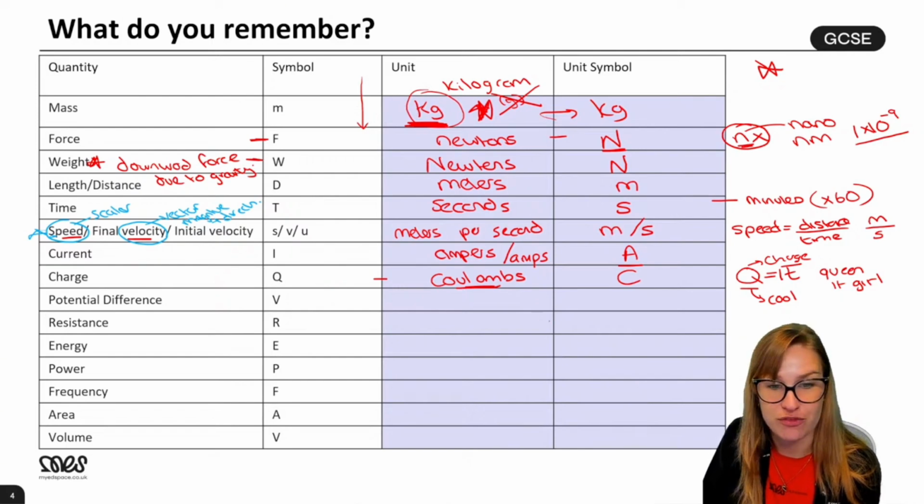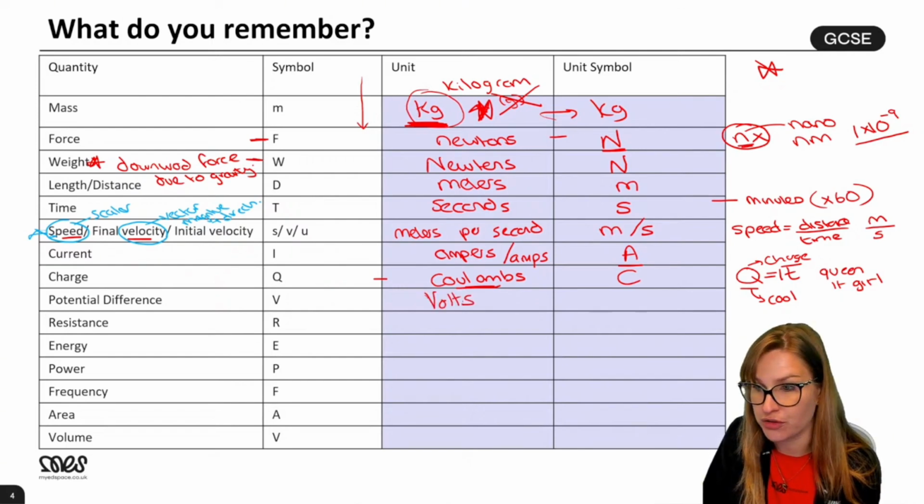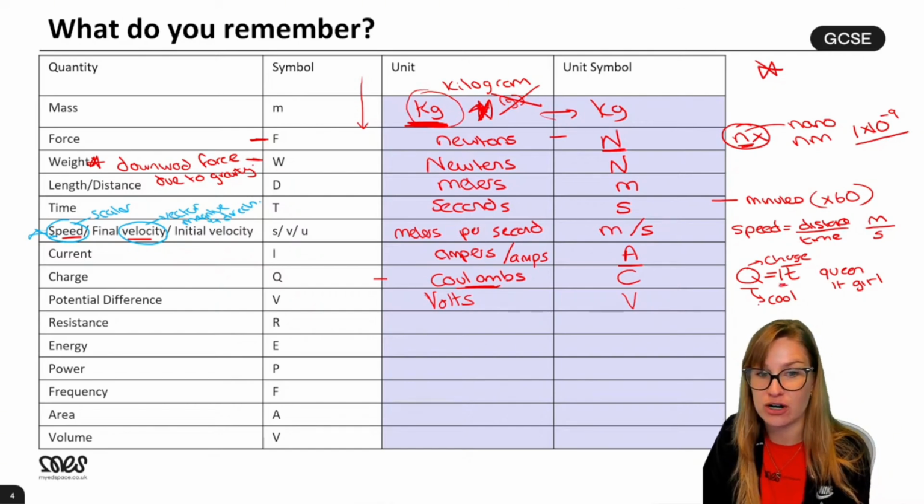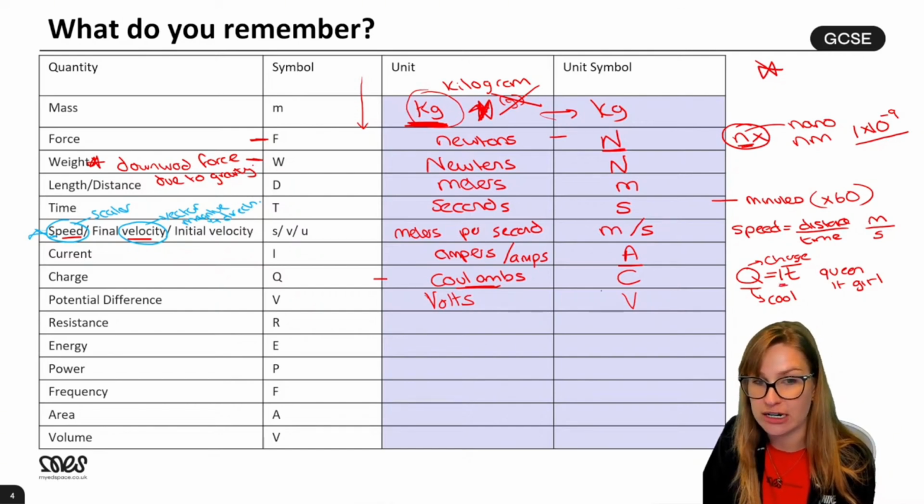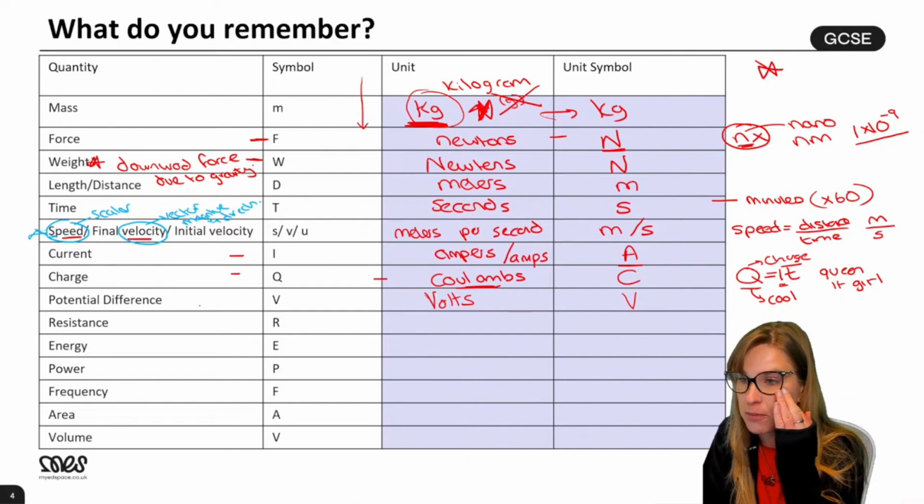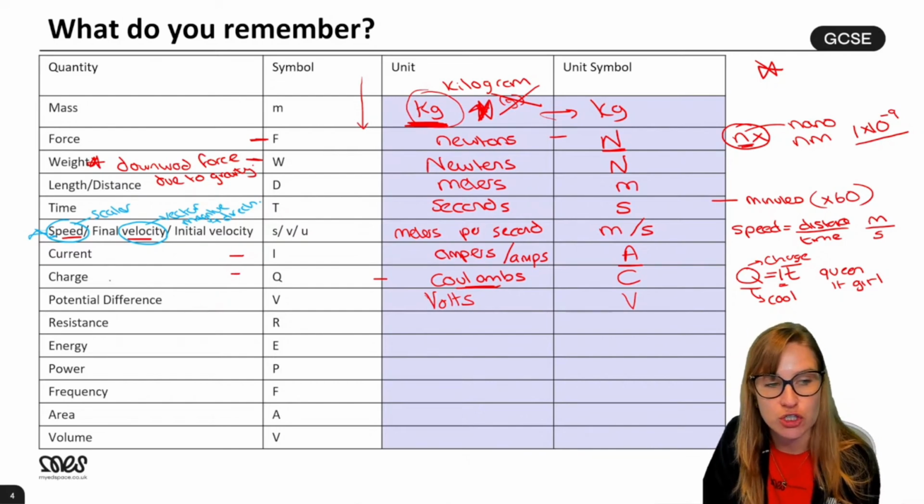Good job, guys. V, potential difference, is measured in the unit of volts, and we write volts with a capital V. Current is our letter I, and charge is measured in coulombs. They're just different things. Current tells us how much charge flows. Current is how we get charge, so things that are charged.